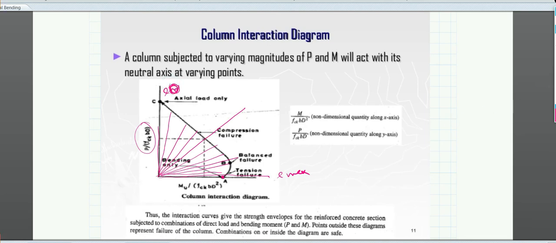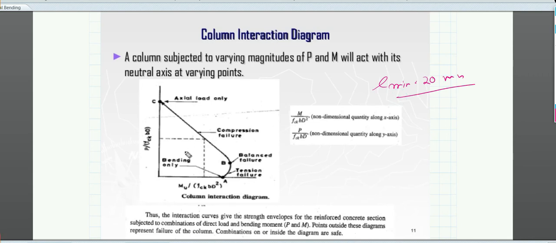Now, if you remember, we talked about e minimum, which is a minimum of 20 mm. Because here e is 0, if I say e is 20, it will be somewhere here. So this is suppose e minimum. Here you can see this is purely axial failure, because this is compression failure. Compression failure will occur up to this point. All these points will have compression failure, but if you go from this end, you will have the tension failure.